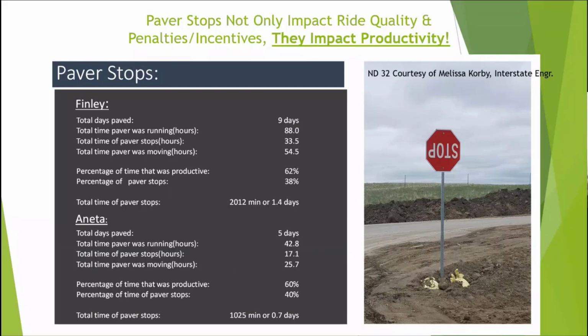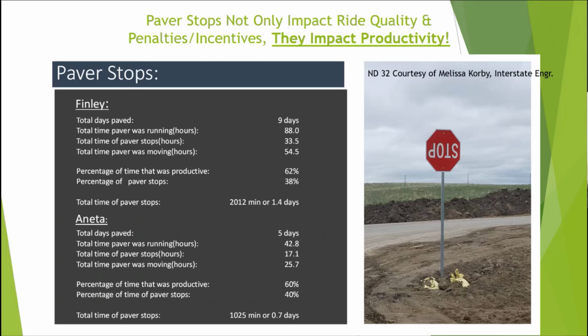And you can actually calculate paver running speed too. But the percentages are what drew my attention. In the Finley section, that's mostly a tangent from north of Finley all the way down to the 200 cutoff, the paver was only moving less than two-thirds of the time. If you added it up, out of the 9 days of paving, almost a day and a half of that the paver wasn't doing anything, which tells you a big story about productivity, right? In a short construction season.